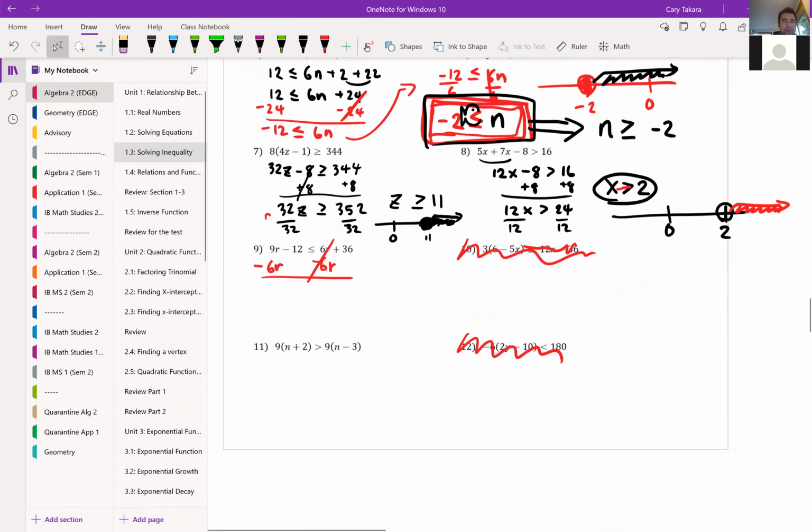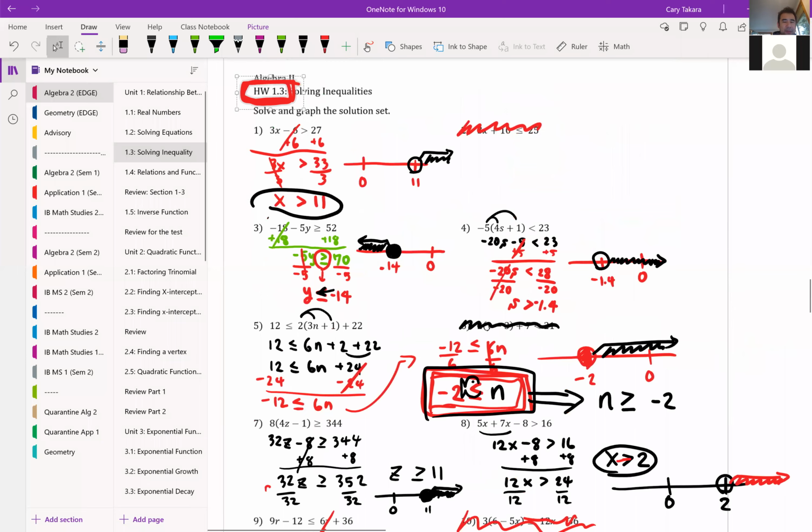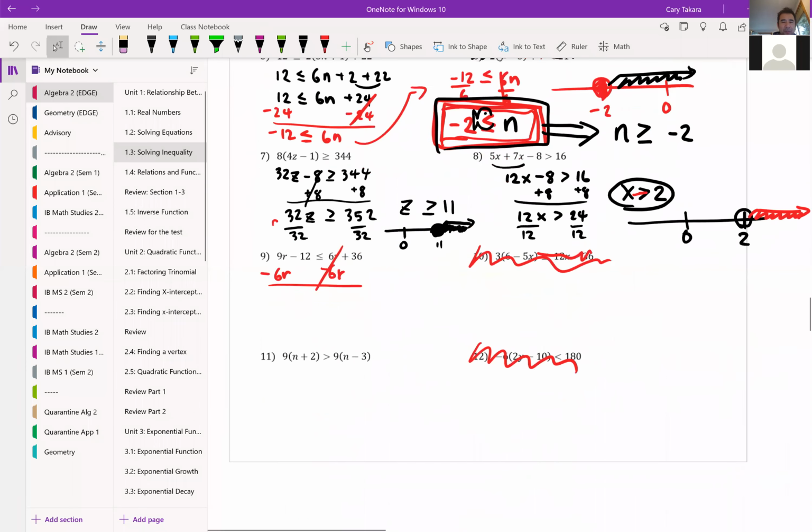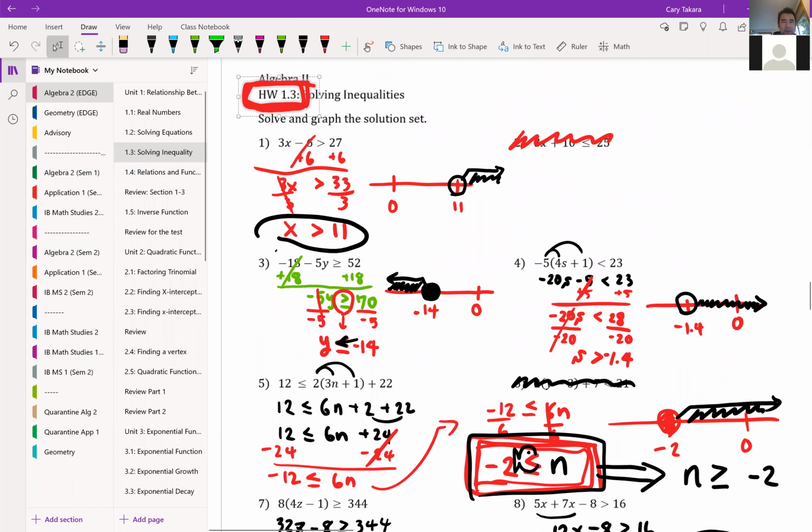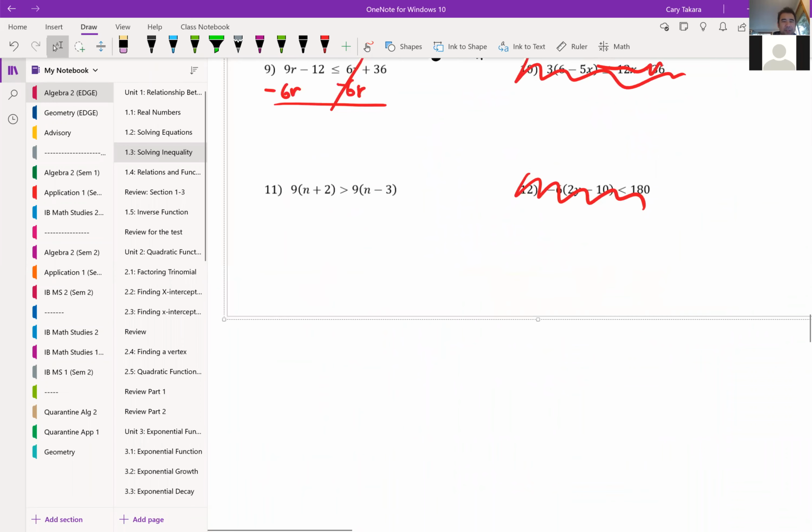Whoa, jumping around. That's gone. Oh, okay, my monitor is doing something weird here. It keeps moving around.